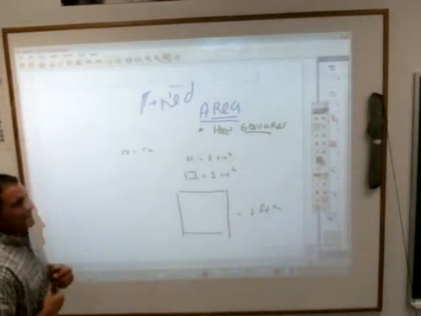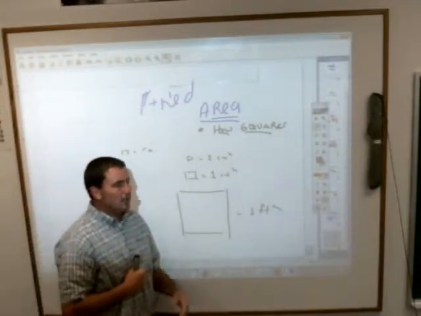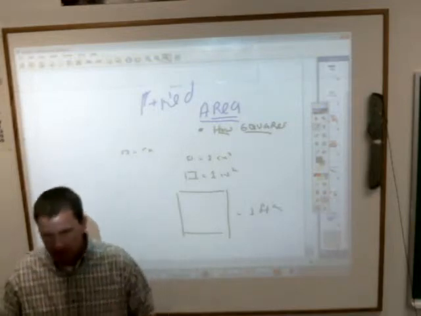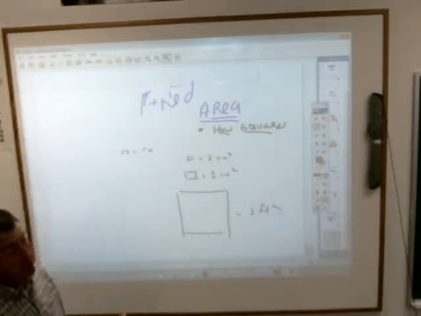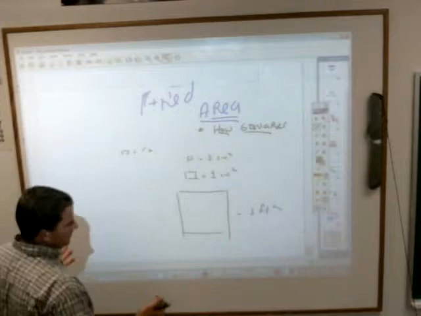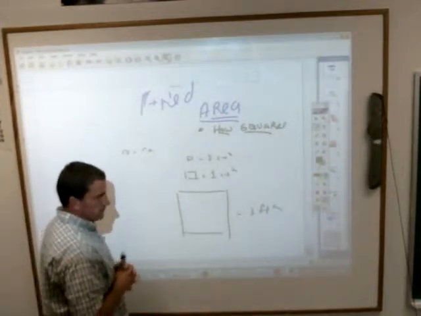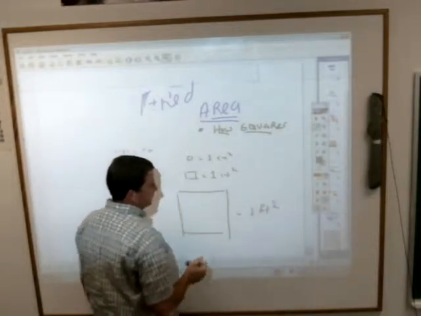So that's why labels are important. When you do something in area, you have to give the label because somebody doesn't know. 4, what are you talking about? 4 inches, 4 square inches, 4 square feet, 4 square centimeters? Is that a 2 or a 3? Yeah. They're all 2s. Square units are always squared.